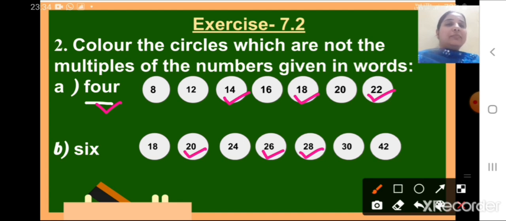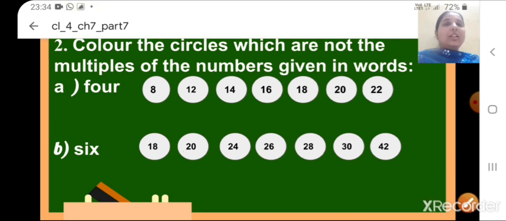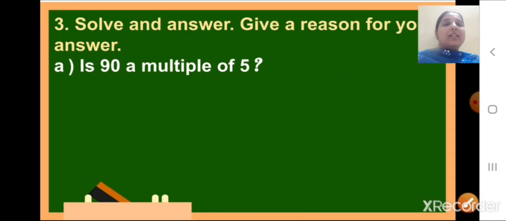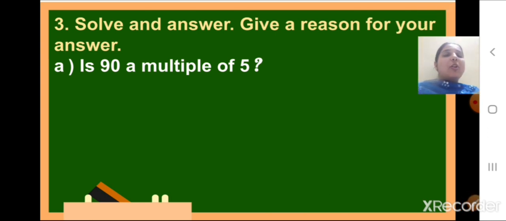Okay children? So you have to read the question carefully, what is being asked, and accordingly try to answer the given question. Now question number 3 is solve and answer. Give a reason for your answer. Is 90 a multiple of 5?